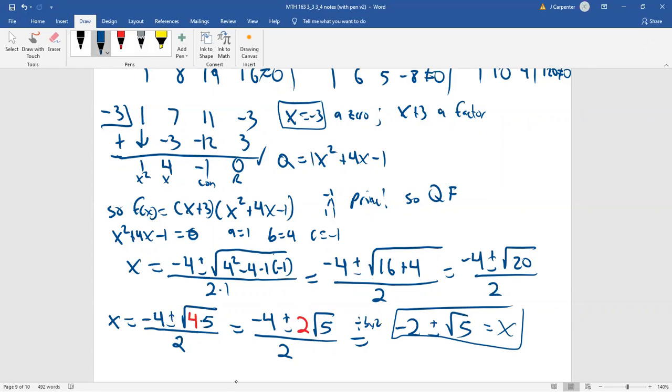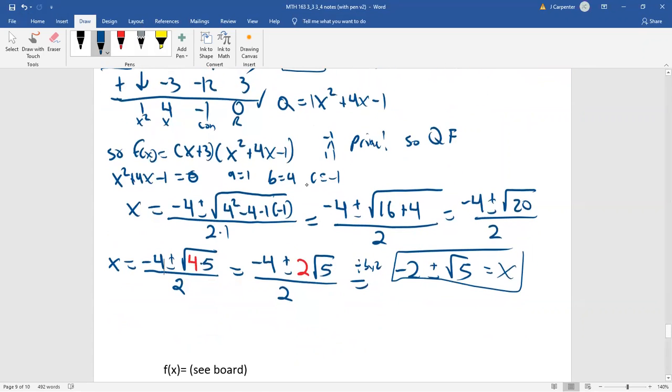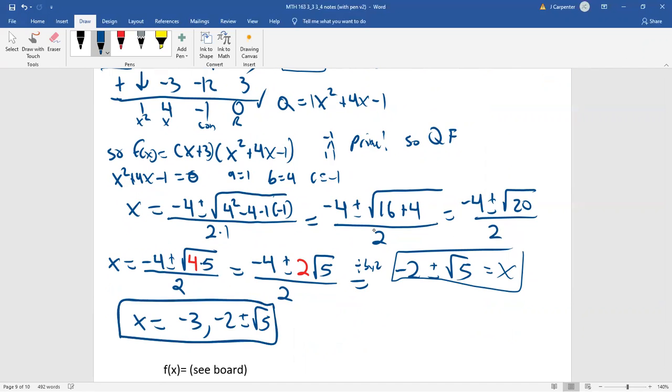Now, they're pretty separated, so it's probably a good idea to just combine all of them into one answer. So x equals, the first one we found was negative 3, comma, then negative 2 plus or minus square root of 5. Now again, in my math lab, you're probably going to have to write negative 2 plus square root of 5, comma, negative 2 minus square root of 5. That is also acceptable. And probably the way you have to do it in my math app, as I've mentioned every time.